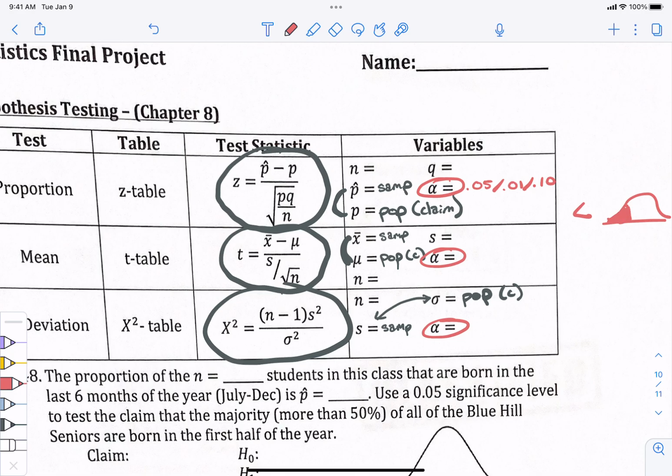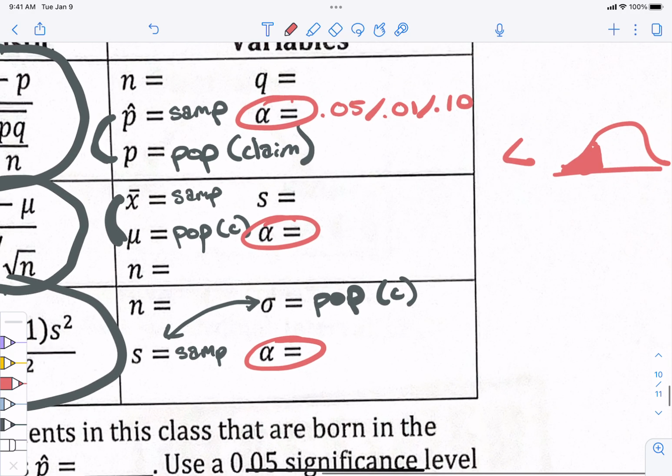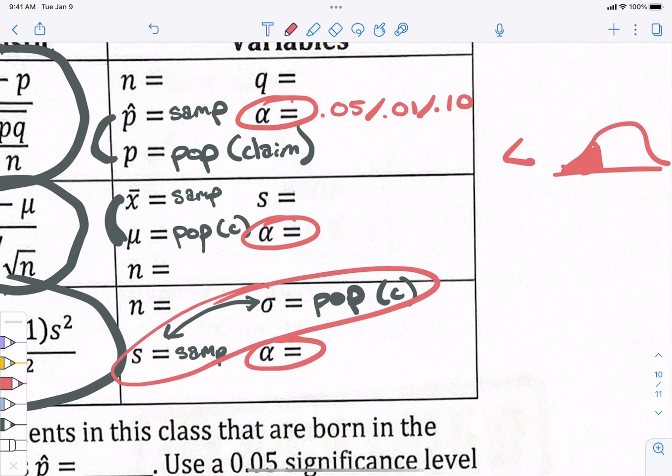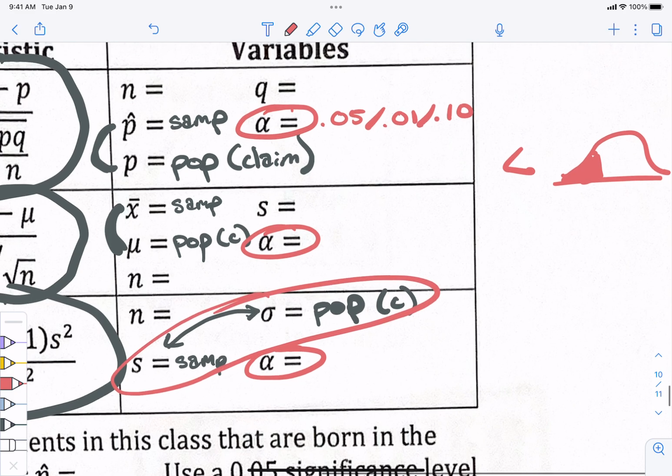That's not us. What? Because these two are the standard deviations. I don't know. It's just like lumping these two together, lumping those two together, lumping the bottom two together.